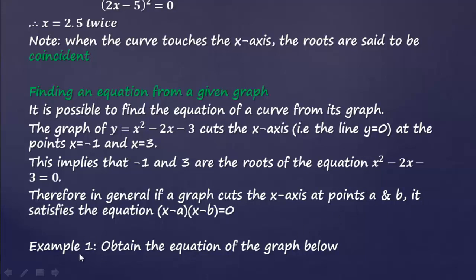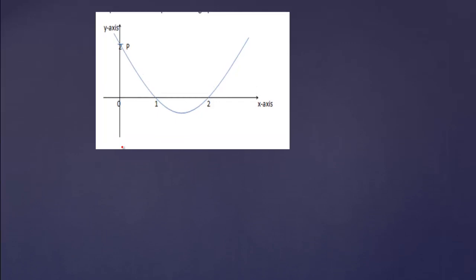So now let's go. For example 1, obtain the equation of the graph below. Now this is the graph. How will you get the equation of the graph? I will tell you clearly. Wherever the curved line cuts the x-axis, that is where you get the roots of the equation. Let's see, where did it cut first? Here it cut at 1 and it cut at 2. That means x equals 1 or x equals 2.